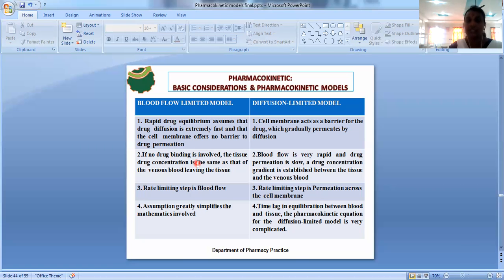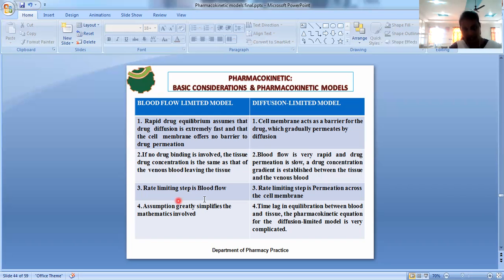Whereas here, in the diffusion rate limited case, blood flow is very rapid and drug permeation is slow. In such cases, a drug concentration gradient is established between the tissue and the venous blood. What is the concentration gradient? Nothing but the difference in the concentration of the drug on either side of the membrane. Obviously, the difference between the venous blood and the tissue will also take place. But here, when there is no binding, the entire drug enters the tissue without barriers.